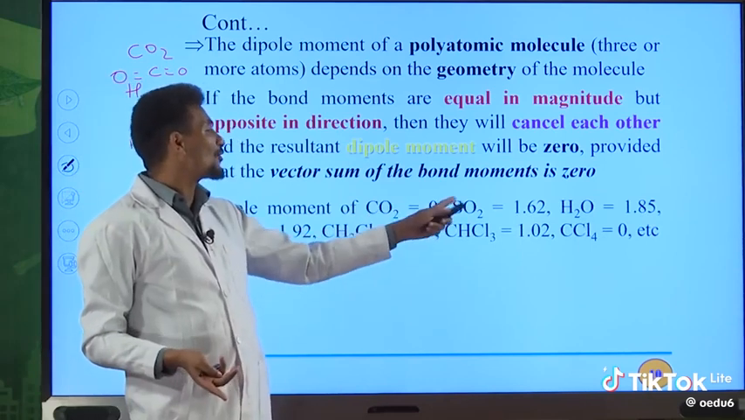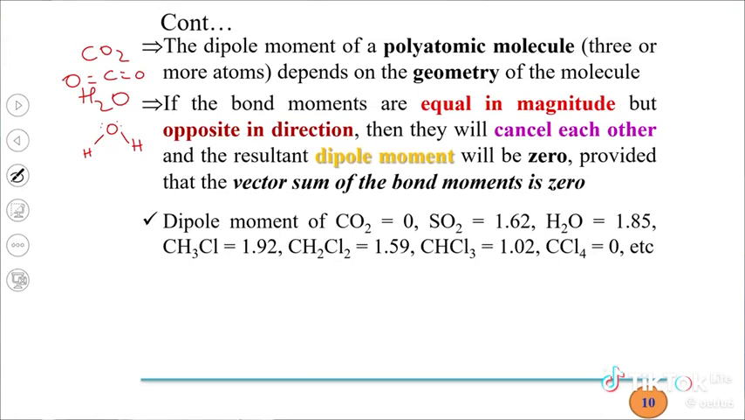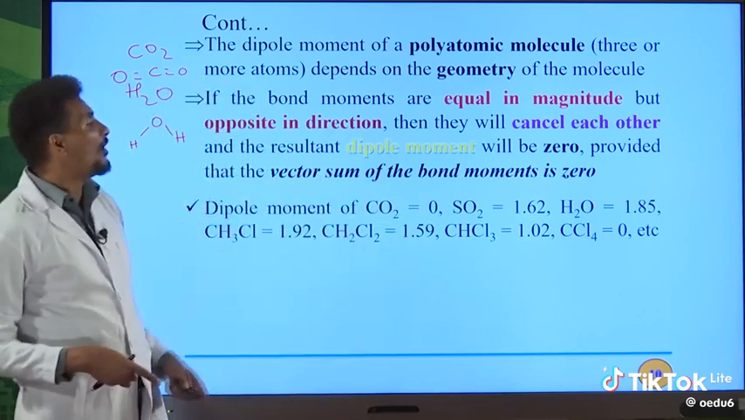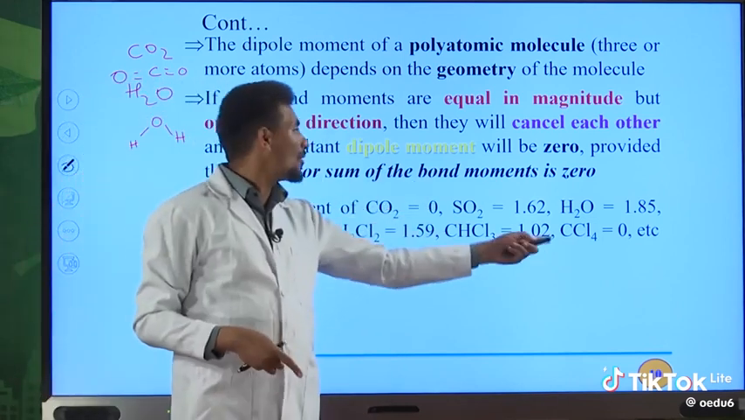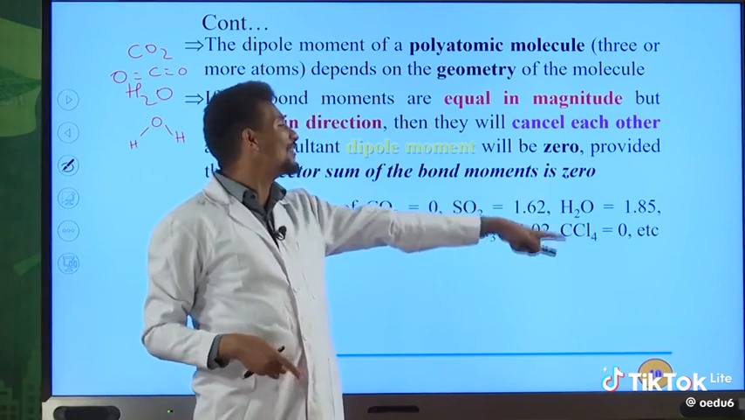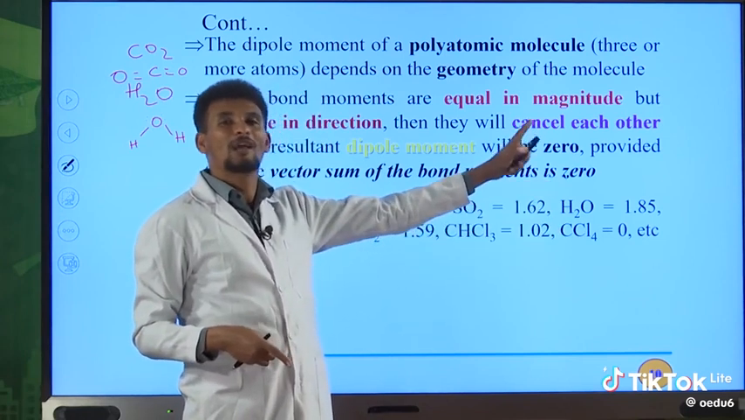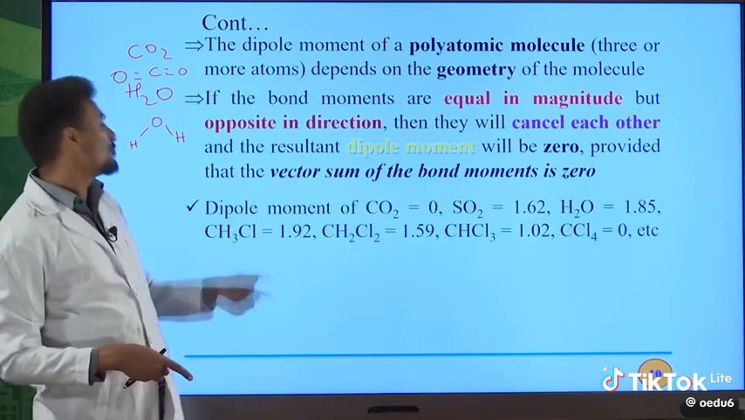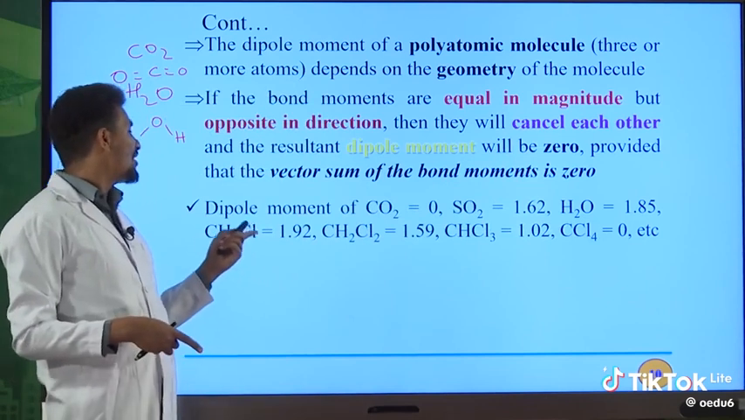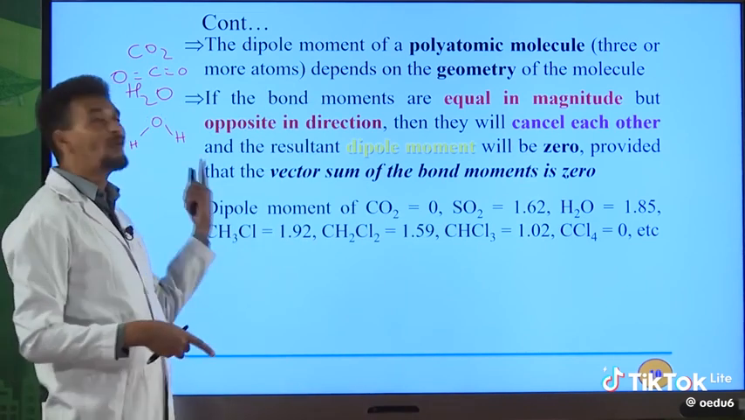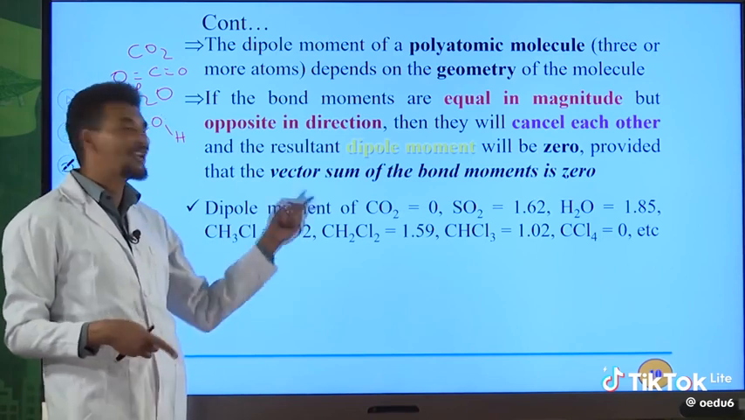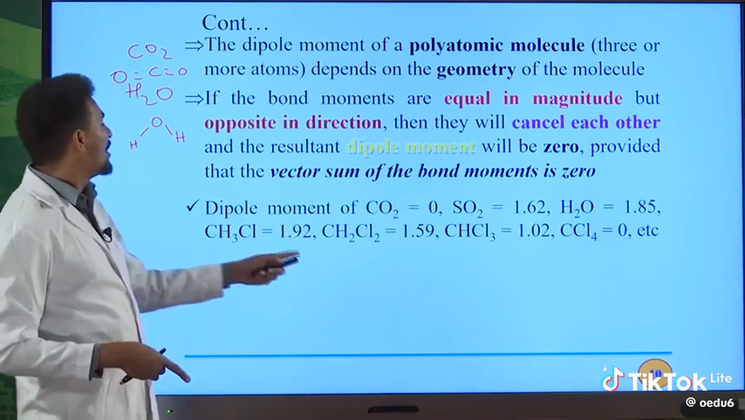The shape of the inorganic compound sulfur dioxide is V shape, bent shape, and its dipole moment is greater than 0. The value is 1.62, therefore this molecule is a polar molecule. Water, its dipole moment is greater than 0. It is equal to 1.85, so it is a polar molecule. CH3Cl, this is also a polar molecule. Its dipole moment is greater than 0, 1.92.